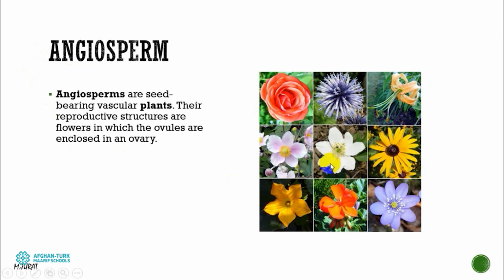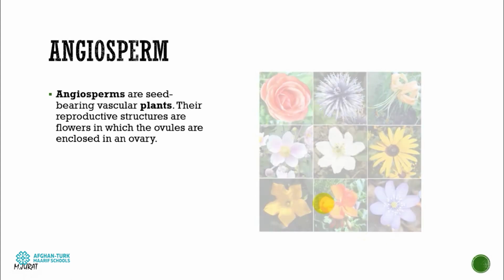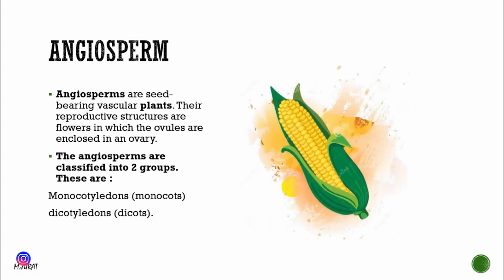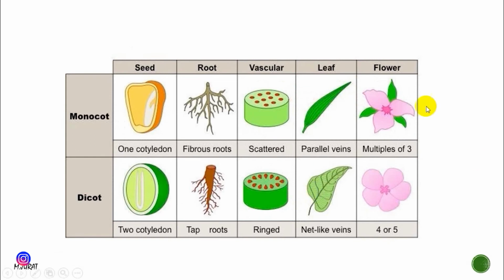The second category is angiosperm, which is flowering plants. They produce flowers. As we know, inside a flower there are male and female reproductive structures: anther, filament, stigma, style and ovary, which are the pistil and stamen structures. They are in two categories, and we can divide them as dicots and monocots. We can differentiate dicots and monocots by comparing the seed, root, vascular tissue, leaf and flowers of different plants.